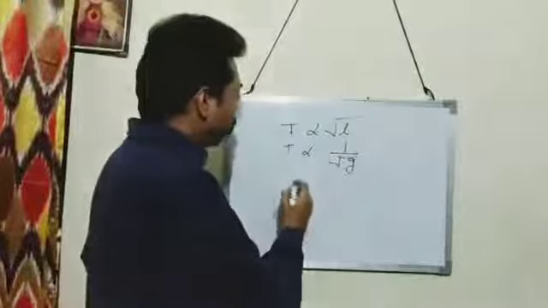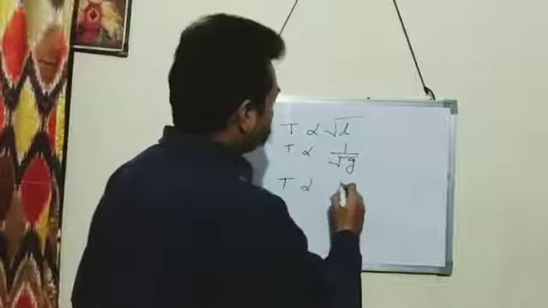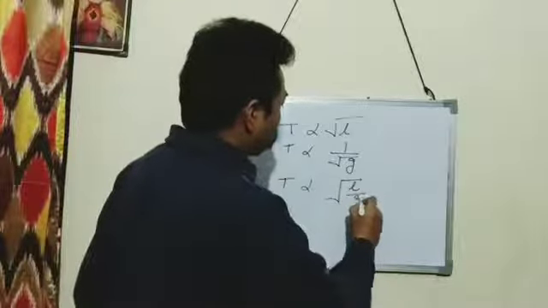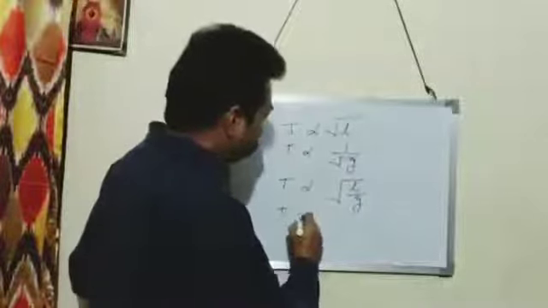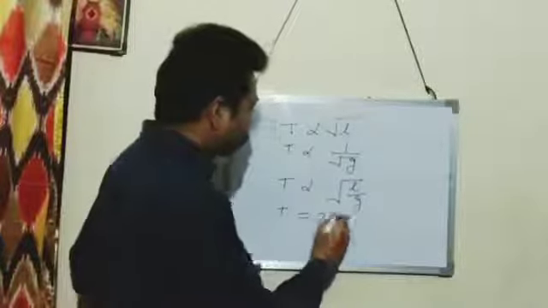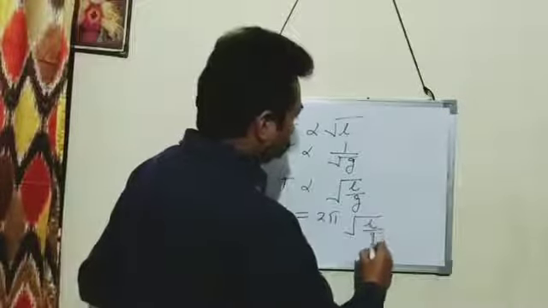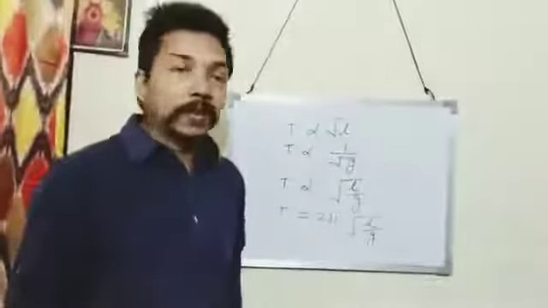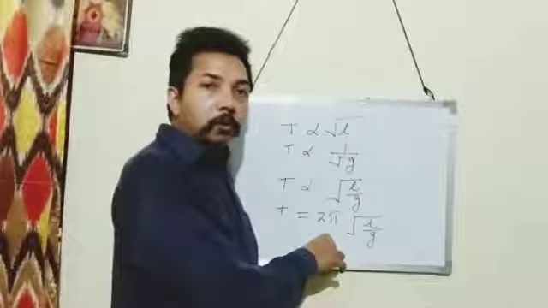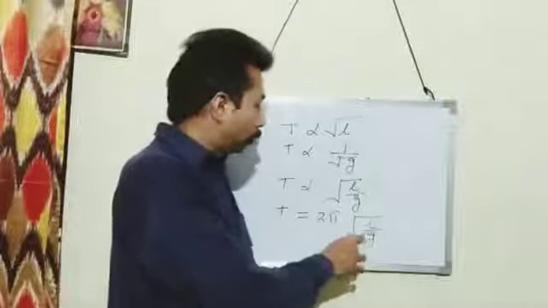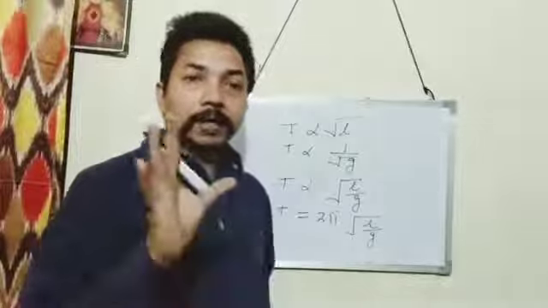On combining these two, we get time period is proportional to square root of L upon g. For removing this proportionality sign, we multiply with a constant. Then we get T is equal to 2 pi into square root of L by g. 2 pi is a constant. So this is the formula to find the time period.